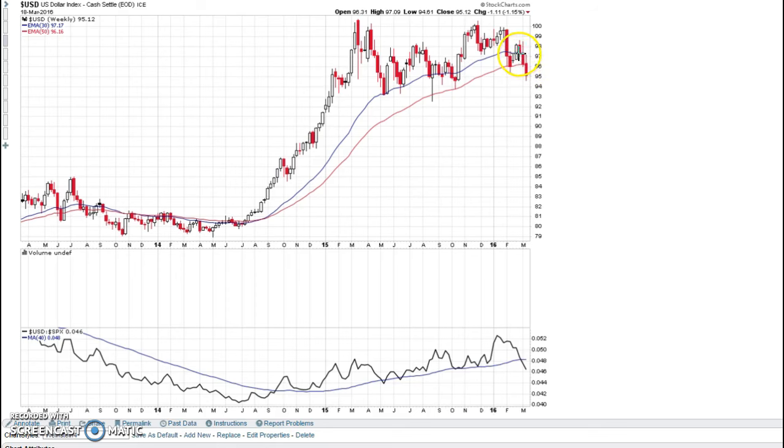And you can also see down here that the dollar is now underperforming against the S&P 500, which was not the case over the past 2 years or so. So if this is a major trend change for the U.S. dollar, this is going to have a lot of repercussions for the rest of the market.